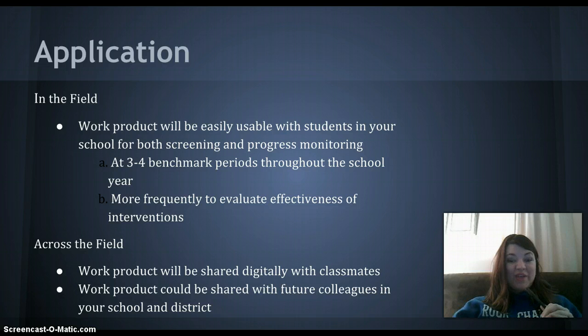So I'm really looking forward to implementing this assignment with my college students and future teachers this spring in the class. So I think it'll be a great way to update and modernize the wonderful assessment principles that go along with our CBMs.